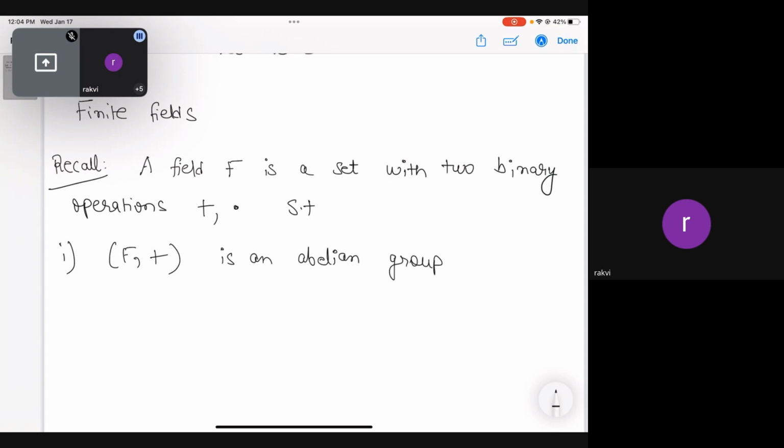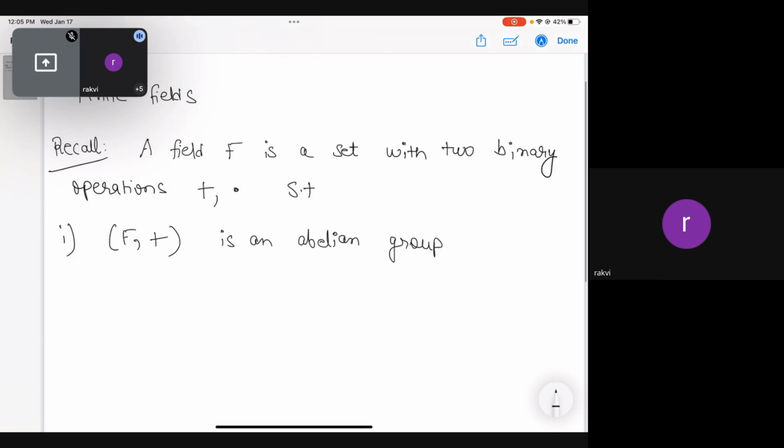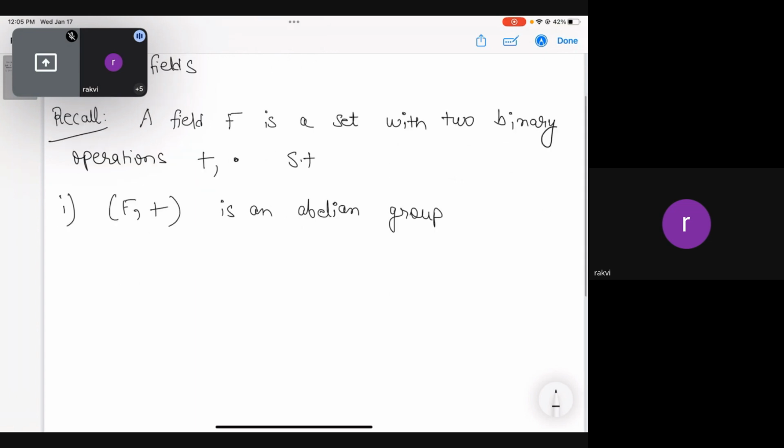And by binary operation, I simply mean, as discussed last time, that it's a rule or a way of composing or adding two elements in the given set F. So it's just a rule. I take two elements in F, I apply this rule, and I get back an element which lies again in my set. So this is what I mean by binary operation.